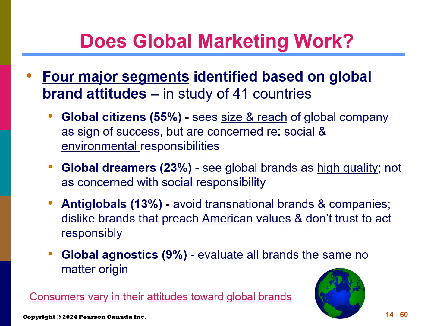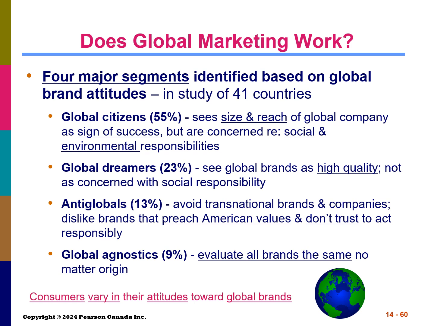Consumers vary in their attitudes toward global brands. Four major market segments were identified based on global brand attributes in a study of 41 countries: global citizens, global dreamers, anti-globals, and global agnostics. Two segments, representing over three-quarters of consumers, tended to like global brands: the global citizens and the global dreamers. The anti-globals and the agnostics didn't feel quite the same.